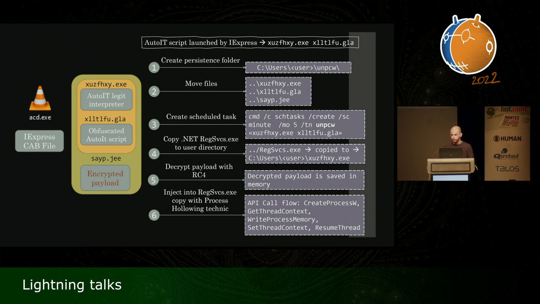So it's just a big picture of how the packer works. It's something very basic. I mean, they just extract the file, run the legit AutoIt interpreter, they have some encrypted payload, they have scheduled tasks for persistence, and they copy a reg SVCS because the packer is designed to load .NET assembly.